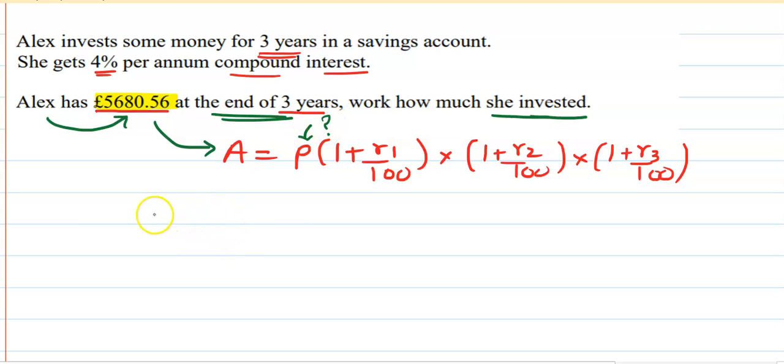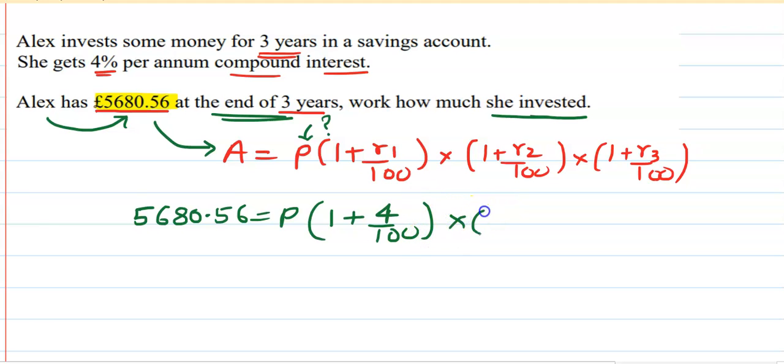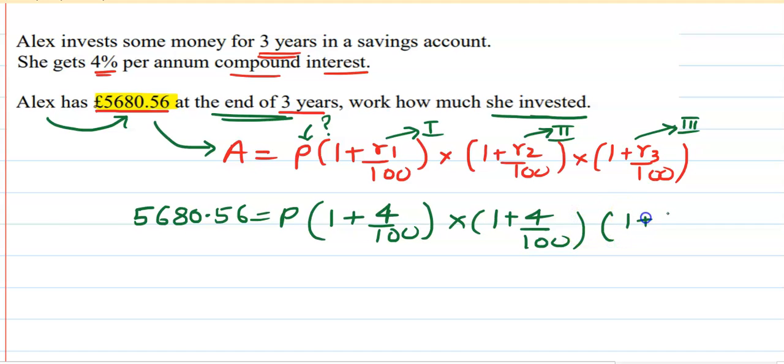So let's write down here 5,680.56. P we need to find, and the rate of interest is 4% per annum compound. So 1 plus 4 upon 100, then 3 years, next year again. This is for the first year, this is for the second year, and this is for the third year. They are all multipliers. So 1 plus 4 over 100, and this will be 1 plus 4 over 100, right?